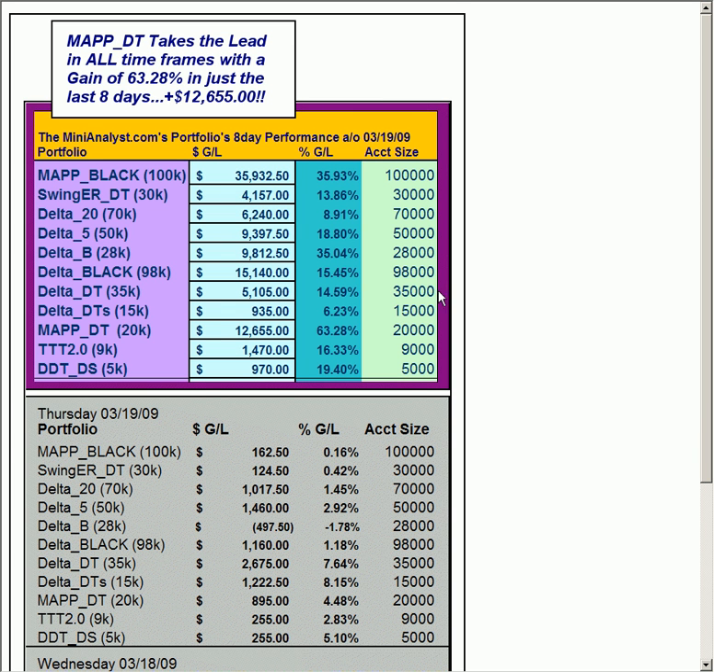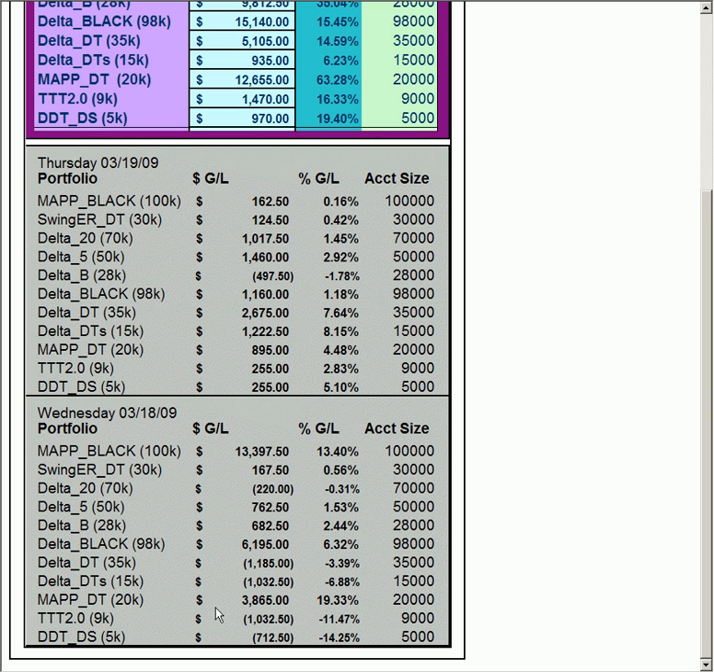So where have our portfolios been? Well, the MAPDT, as we aforementioned, is certainly taking advantage of the huge moves in the Russell Day Trader 1.0, one of our oldest systems, still continuing to really put up the gains. It actually takes the lead in all time frames with a gain of 63.28% in just the last 8 days. In the last couple of days, the MAPDT gains 38.65. This was due in large part to the Russell Day Trader 1.0, and the MAPDT gains 8.95 on the day, actually on yesterday.